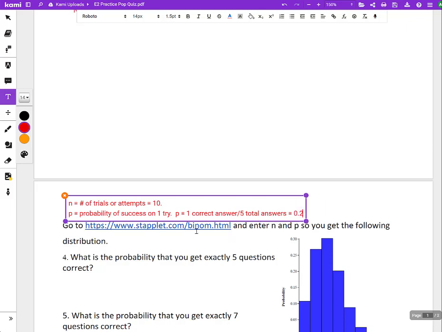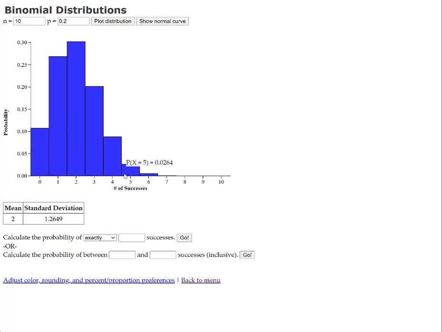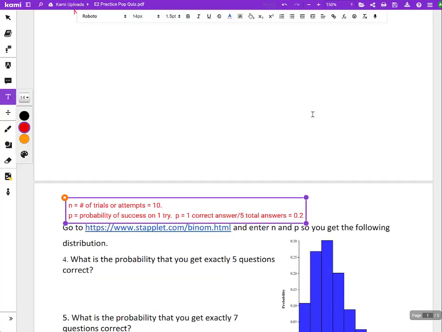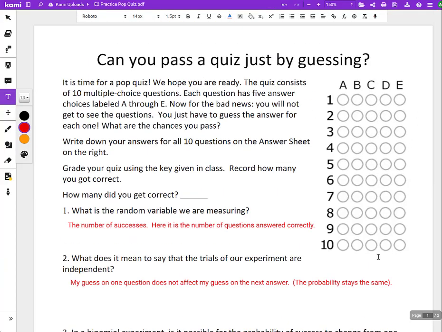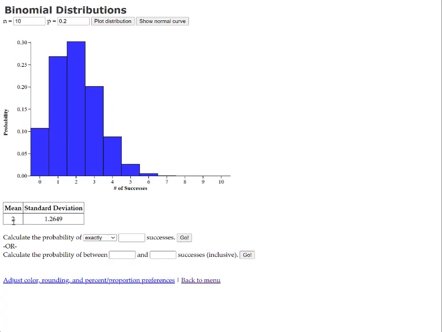So I can actually go ahead and go to the Stapplet, this link right here, and I can set this up with 10 and put in 0.2 here, and then plot the distribution. And you can see how many we would expect. We're kind of getting into this in the next class, but since we're here, if you were answering 10 questions and you have a 1 in 5 chance for each question, how many would you expect to get right? 2 of them. And if you look at the Stapplet, that is the mean. So that's kind of a preview into the next lesson.